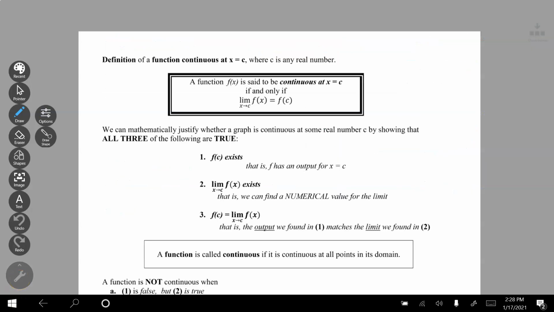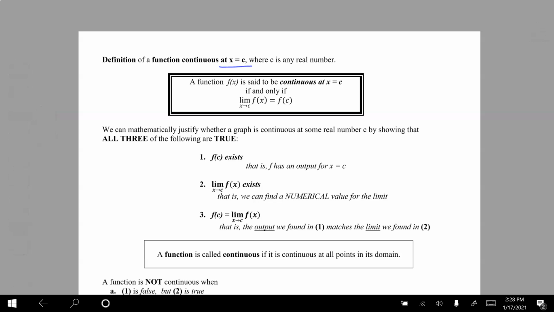So now we're going to go into the true definition of something being continuous by using our algebra rules, what we've done so far this year with limits and values. A function is said to be continuous at some value x equals c, where c is any real number, if and only if the limit as x approaches c of the function is equal to f of c.